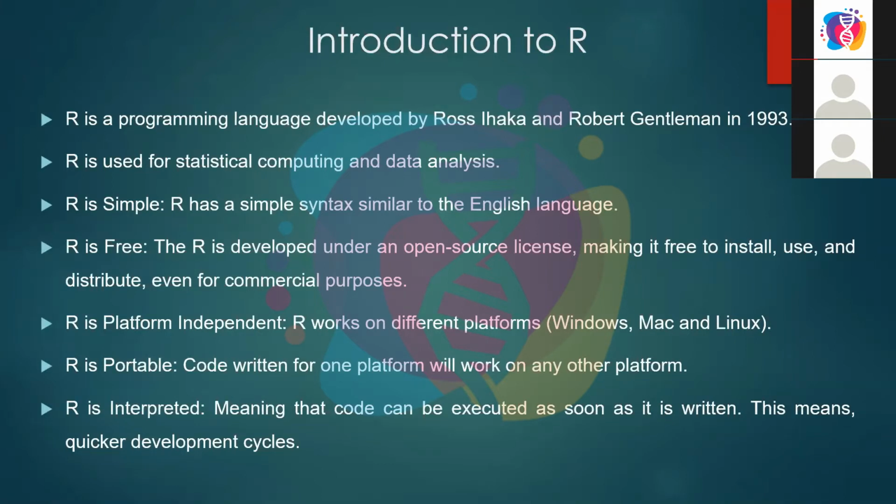And also it is free to download as it's open source and it is platform independent. It can be downloaded on various platforms like Windows, Mac, and Linux. It is portable as we can write code on one platform and it can also be run on other platforms. And it is an interpreted language, meaning that the code can be executed as soon as it is written. Thereby, we can make the development cycles very quick.